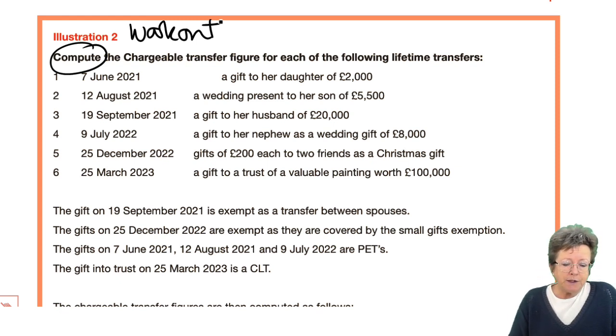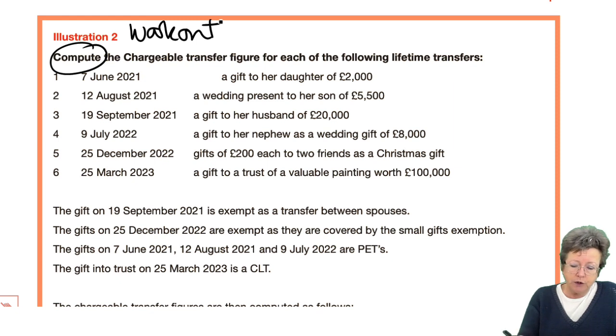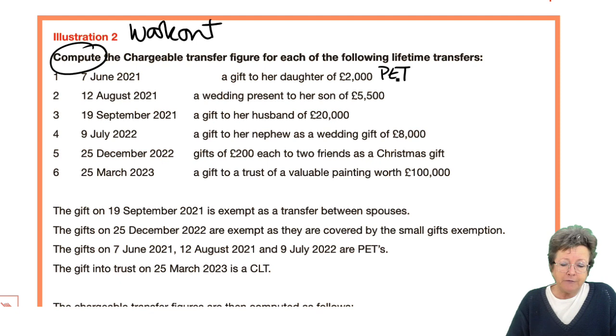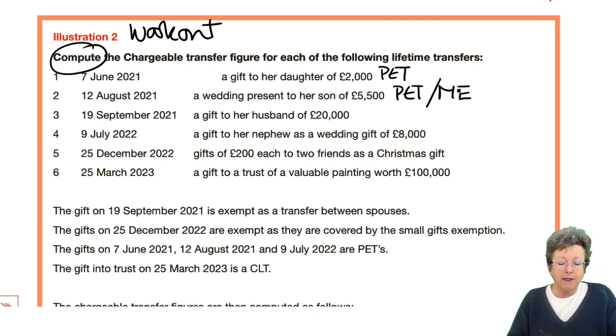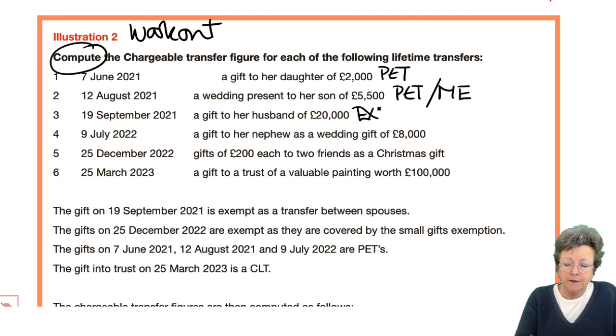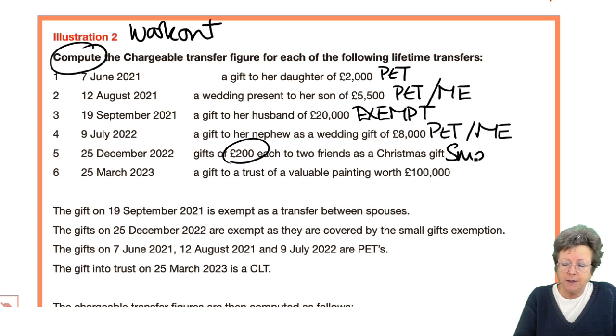7th of June 2021, a gift to her daughter. That would be a PET. A wedding gift to her son in August. That is also a PET, but then we've got the marriage exemption that we could deal with. A gift to her husband. That is exempt. Gift to her nephew. That's also a PET with a marriage exemption. Ooh, small gifts potentially. Let's have a look. And a gift to a trust, that's a CLT.